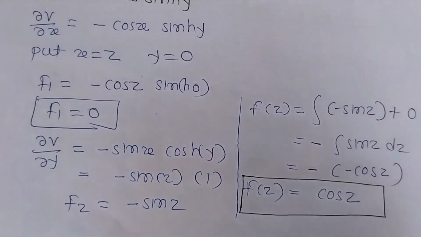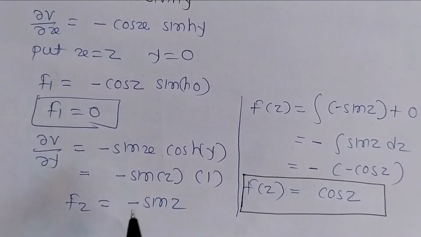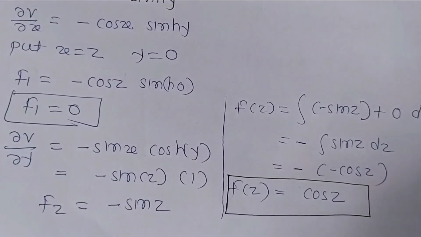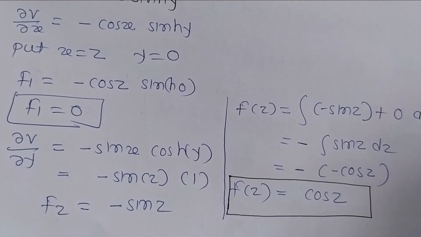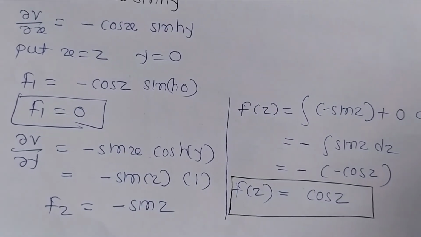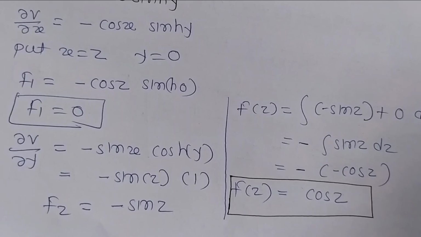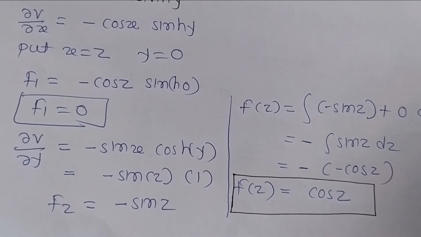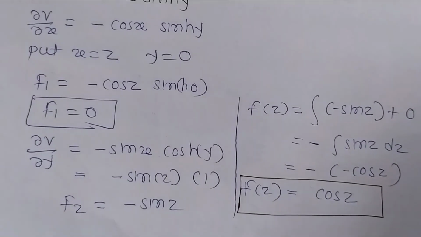So f1 is 0 and f2 is minus sin z. So f of z is the integration of (minus sin z plus 0) dz, that is the integration of minus sin z. The integration of sin z is minus cos z, so minus times minus becomes plus, that is f of z is cos z.